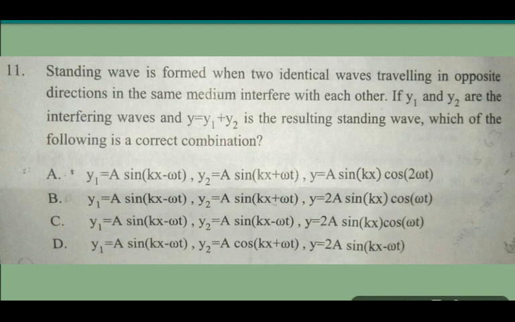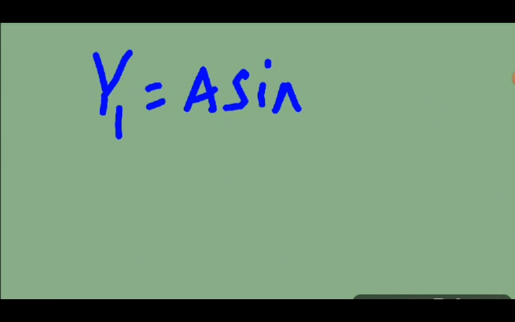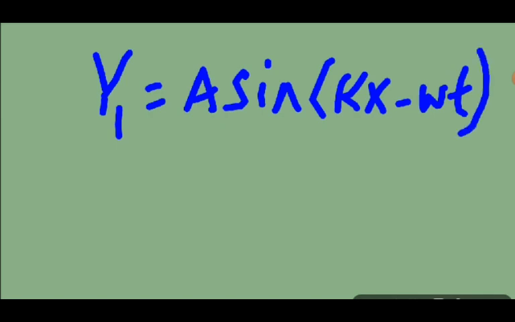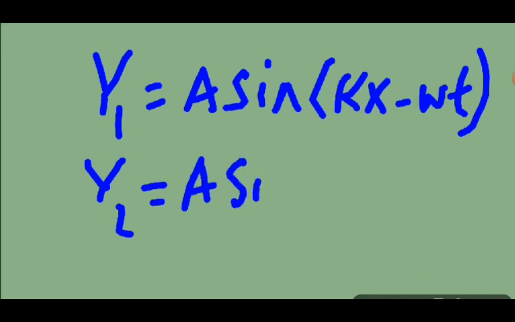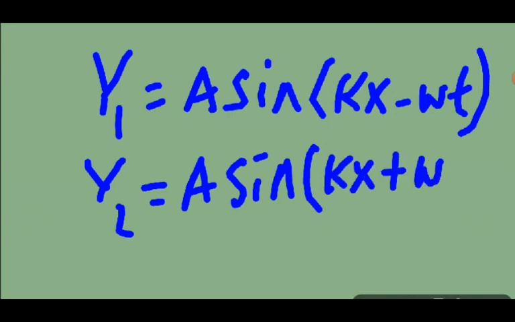Question number 11. A standing wave is formed when two identical waves traveling in opposite directions in the same medium interfere with each other. If y1 and y2 are the waves, then y is equal to y1 plus y2. We have two y's. First one is y1, second one is y2. Let's write y1 as a times sine kx minus omega t, and y2 will become plus because they are moving in opposite direction: a sine kx plus omega t.